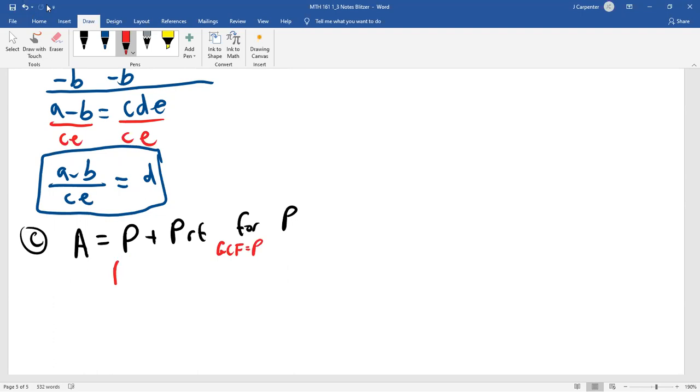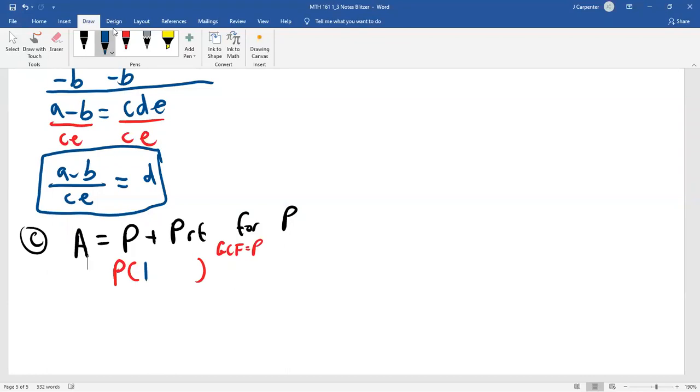So I'm going to take that P out. I'm going to put a parentheses around it, and then inside is where that division is going to go. So I'm saying, all right, P divided by P. That's how factoring works. You're dividing it out. So P divided by P is 1.